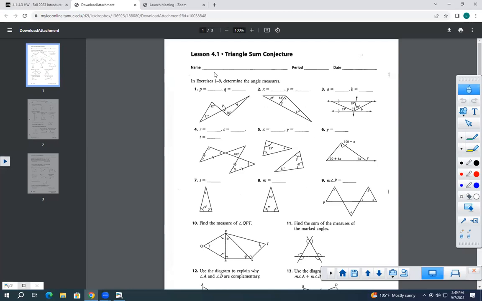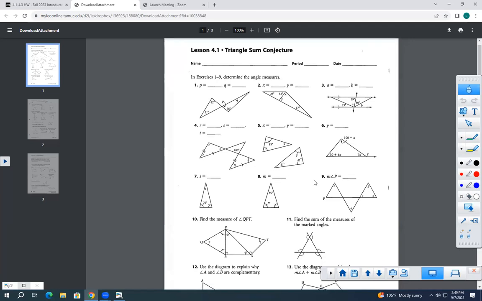This one is also, as you're working these out, if you're struggling with something, look at the title. This is called the triangle sum conjecture. So you're going to use the information that the three angles in a triangle add up to 180 on this. If you get stuck, try to find three angles to add to get 180. And there are a few that are a little bit difficult on this, and I'm happy to help you with this as you work through it.